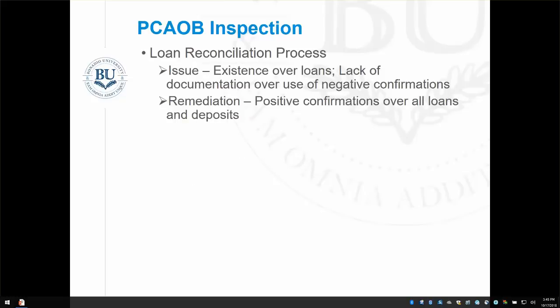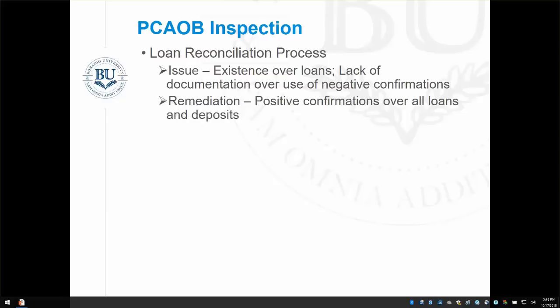So if we go into the first issue that is out there, the first comment letter that was issued, there's actually two of them, as I alluded to earlier, and this was on both of our financial institution clients. It is really around the existence and completeness of the loan population and the lack of documentation over the use of negative confirmations.